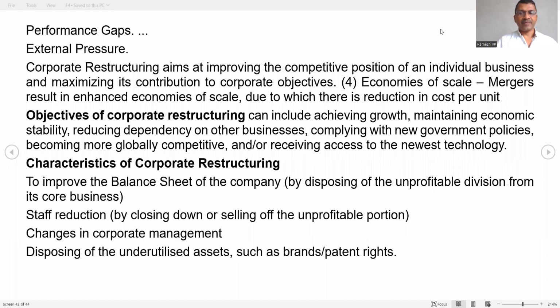In the next few minutes, I will explain a few aspects of corporate restructuring. It aims at improving the competitive position of an individual business and maximizing its contribution to corporate objectives. Corporate restructuring is aimed at achieving growth, maintaining economic stability, reducing dependency on other businesses, complying with new government policies, becoming more globally competitive, and/or receiving access to the newest technology.